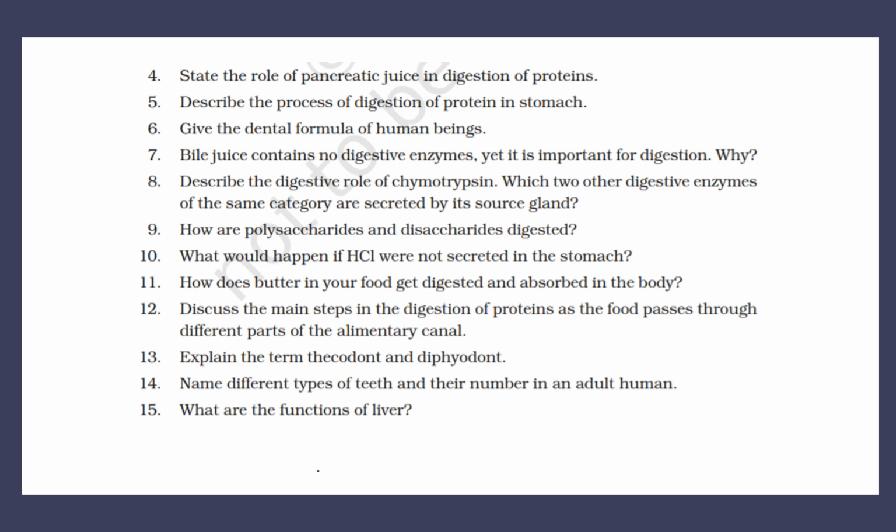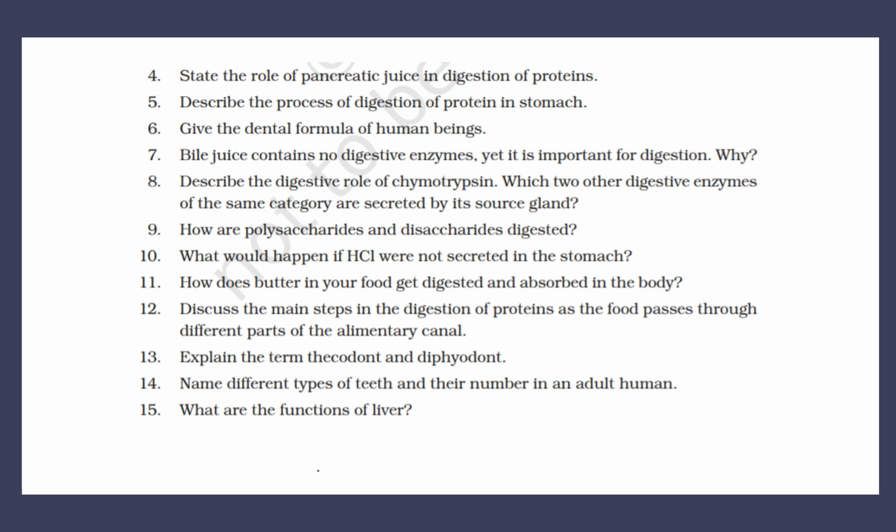Now next question is 12th question. Discuss the main steps in the digestion of proteins as the food passes through different parts of the alimentary canal. So first of all, in the stomach pepsin is present. When the food comes into small intestine, then trypsin is present, and then succus entericus is present. So all these enzymes convert proteins finally into amino acids, which are easily absorbed in the alimentary canal.